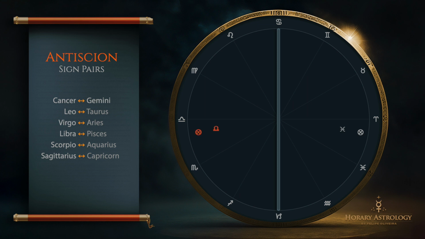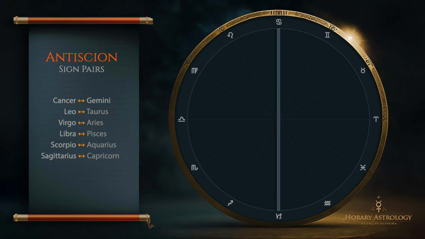Fortuna is in Pisces, its Antiscion is in Libra. Saturn is in Aquarius, its Antiscion is in Scorpio. And the Moon is in Capricorn, its Antiscion is in Sagittarius.